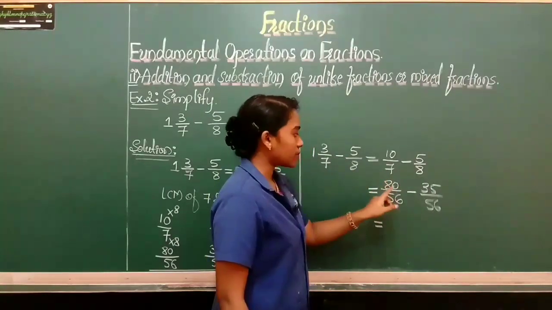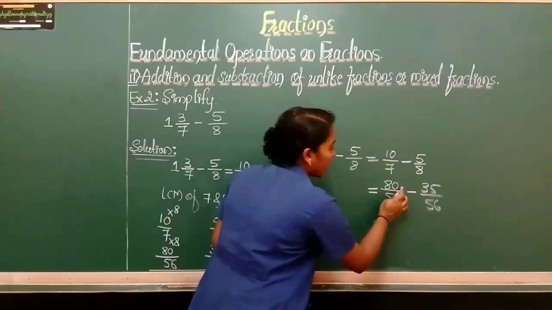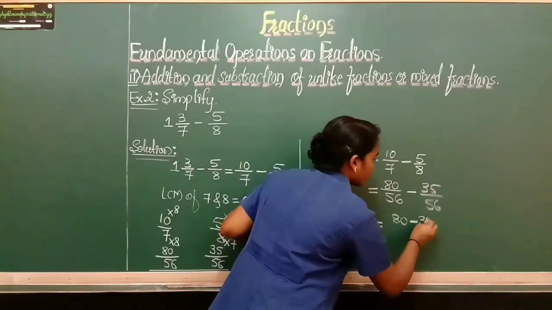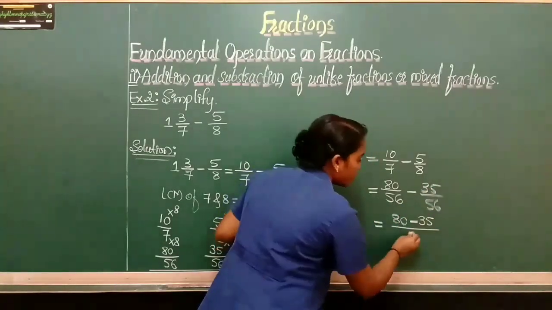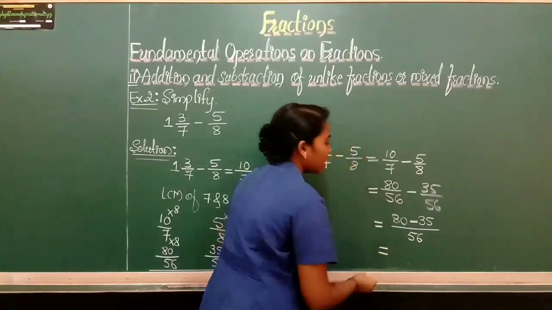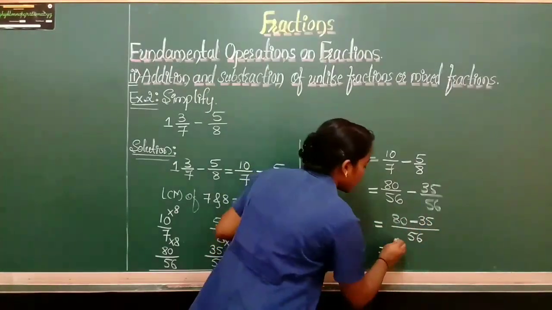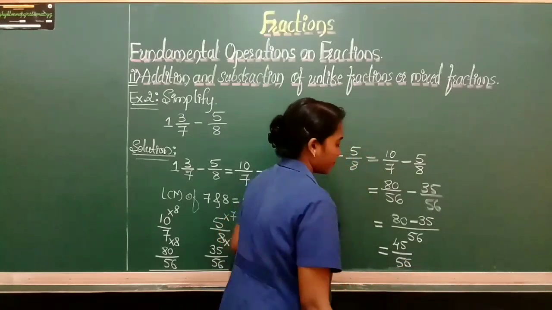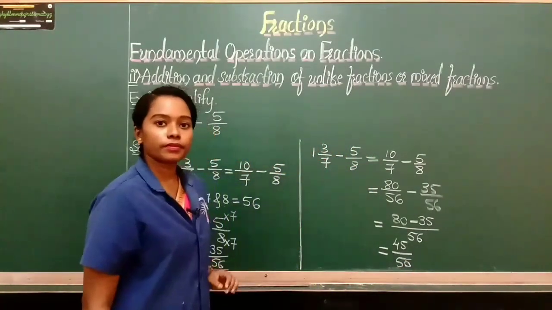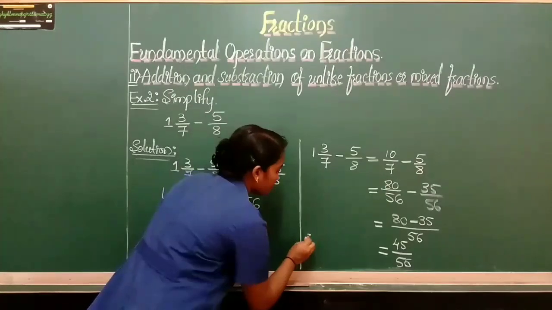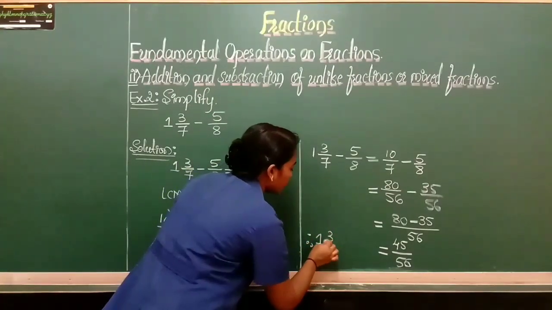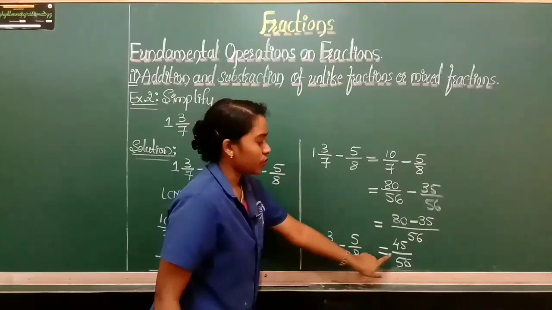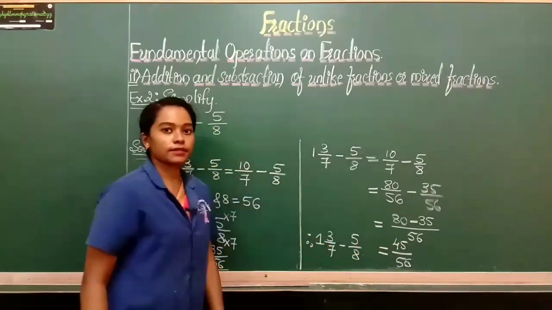Now just subtract the numerators. 80 minus 35 upon denominator as it is. Okay. 80 minus 35, 45 upon 56. Therefore, 1 3 by 7 minus 5 by 8 is equal to 45 by 56.